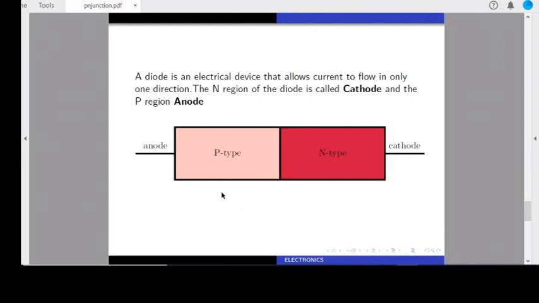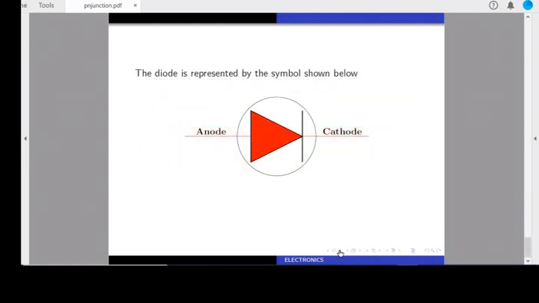Now, the p-type side of a diode is known as the anode, and the n-type side of a diode is known as the cathode. A diode is represented by the symbol shown below. So this is the symbol that represents a diode, in which case this side here is the anode and this side here is the cathode.